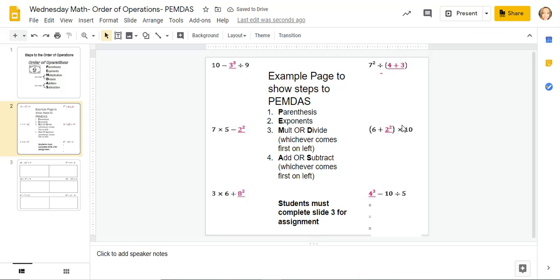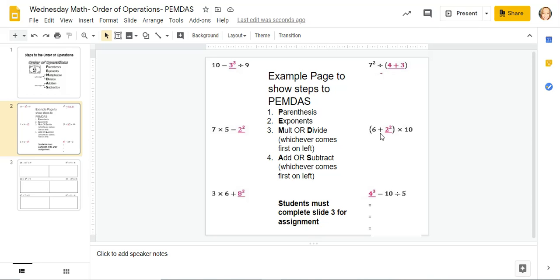Okay, what about this one, guys? We have parentheses with addition and an exponent in it, and then we have multiply over here. So we have 1, 2, 3, 4 operations going on. So we're going to do which first? The multiplying? No, we're going to do the parentheses first. But what about that?